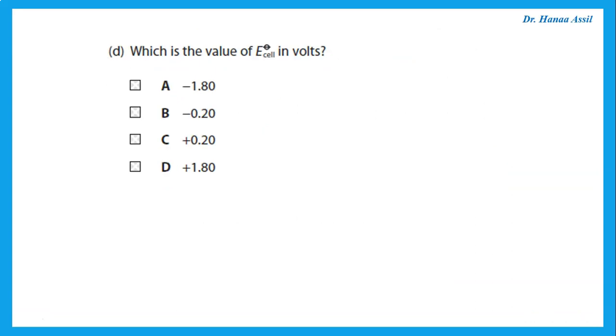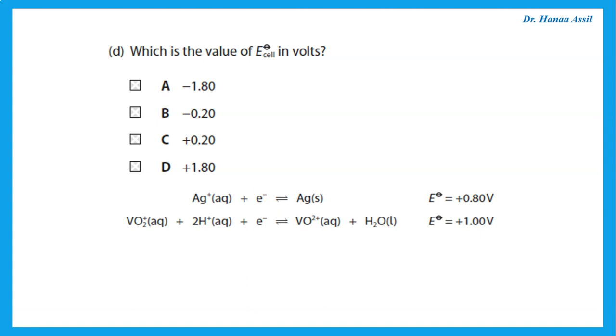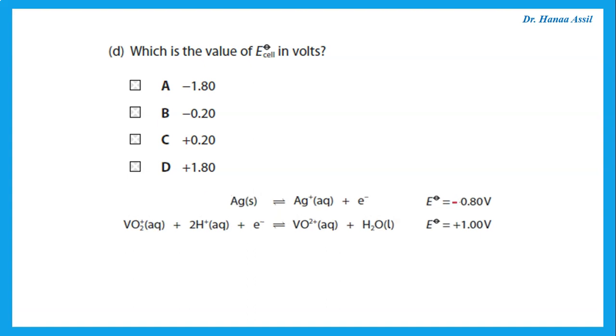Again, if he says, what is the value of the E cell? We said we inverted that first equation, so we need to invert its electrode potential, because the electrode potentials listed are for reduction. This is oxidation, so the E of that first equation is now a minus. You add them together, then the overall E cell is plus 2 volts.